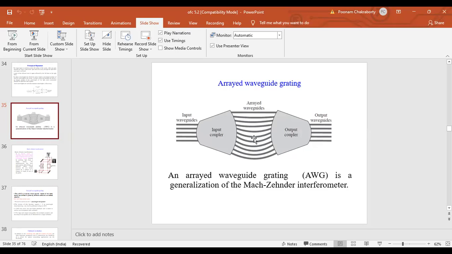It means I am increasing the path length of these input signals through some mechanism, so that I have a different signal over here, and then I have multiple signals over here. Then, if I require to get back my original signal, this output coupler will combine all these signals and I get the output signal over here. Now, what this arrayed waveguide is doing is, it is a generalization of the Mach-Zehnder interferometer.